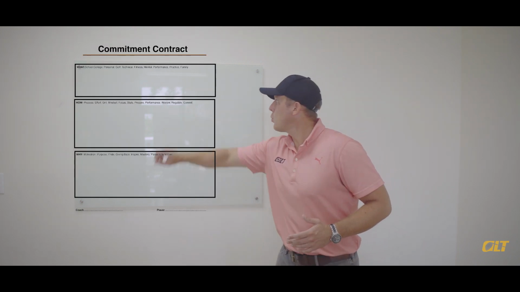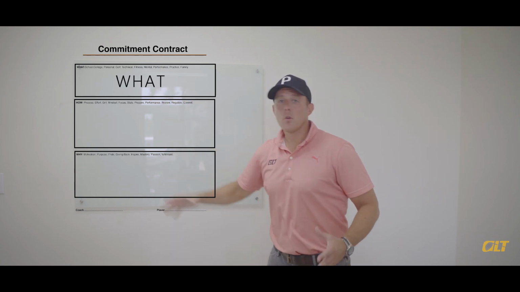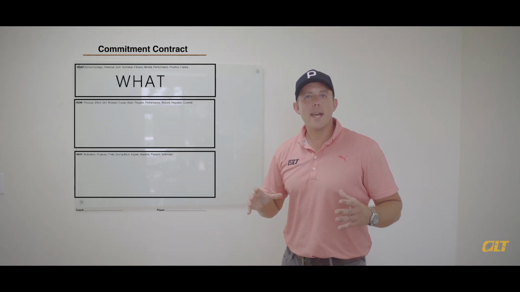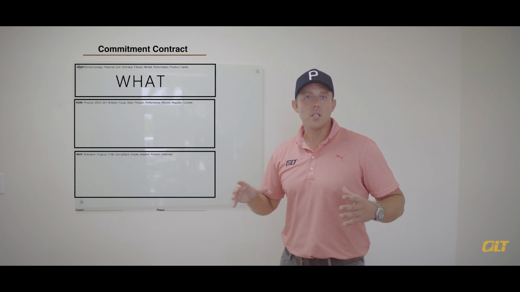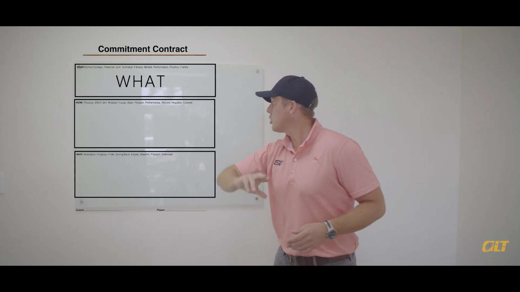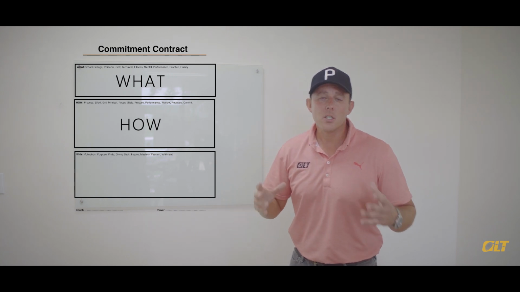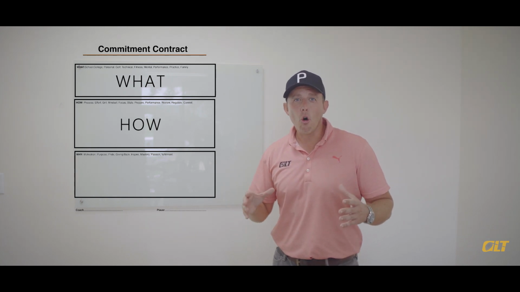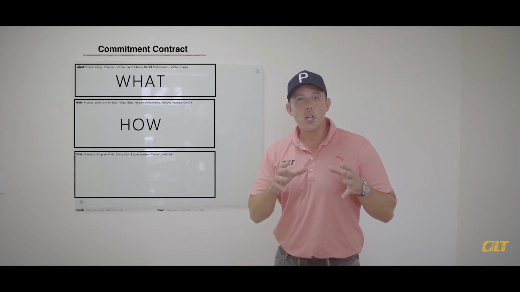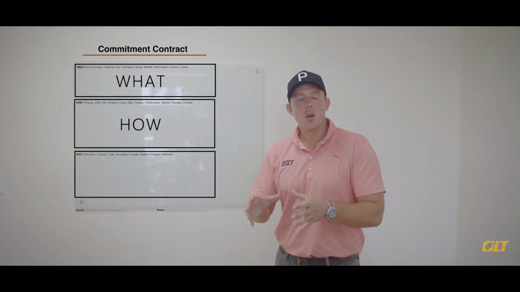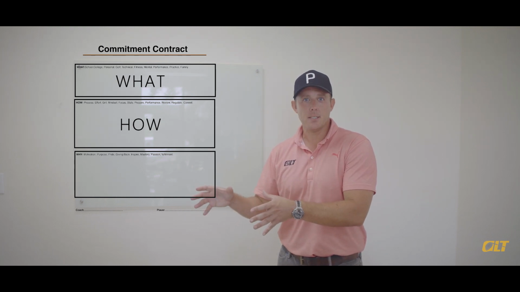So in box 1, the what. This is where they declare the outcomes they desire. Box 2 of the commitment contract, the how. This is where they're going to write down all the processes that they're going to engage in on a daily or weekly basis.